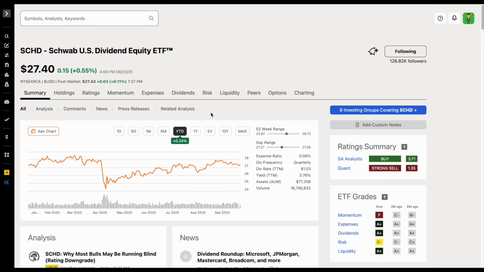But here's where SCHD has been very good. It's continuing to grow those dividend payments and also sustaining a relatively high dividend yield. For example, it's very rare to see a stock that has a starting yield of about 3.76% grow its dividends as fast as SCHD has.